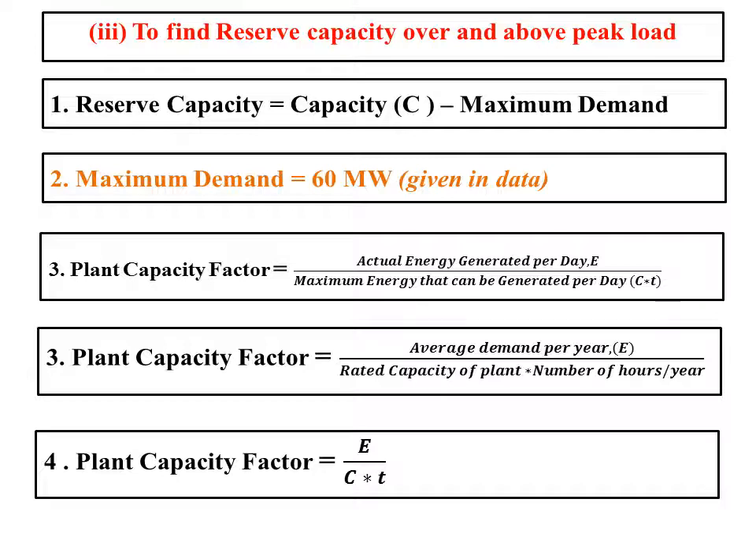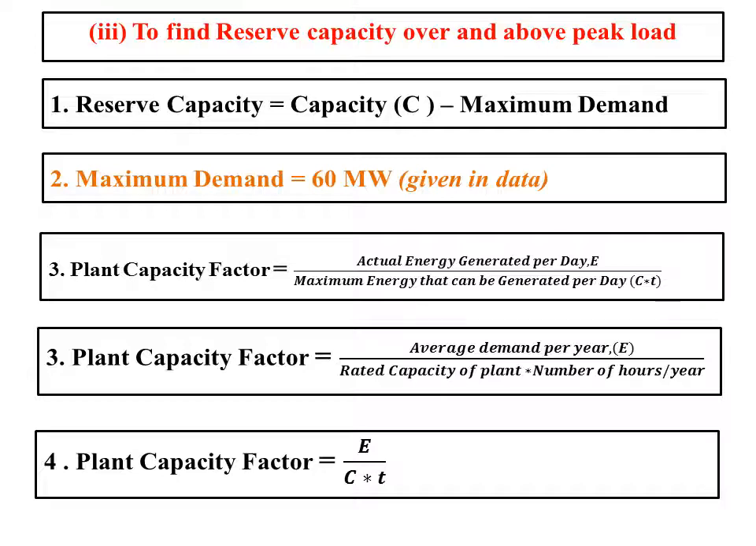So we can store more only when our capacity is more than the maximum load upon us. Similarly, plant's reserve capacity is equal to rated capacity of plant minus maximum demand. Maximum demand was given in the data as 60 megawatt. Now, how to calculate plant capacity? To calculate capacity of plant, we use the plant capacity factor formula.